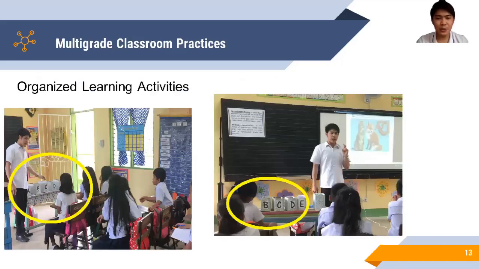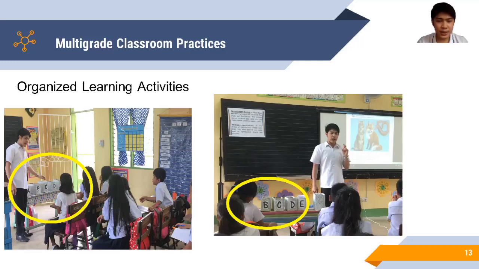Under the multigrade classroom best practices is the organized learning activity sheets. This is to ensure as well that both grade levels are working with their activities while the teacher is on the other grade level. This was commonly facilitated by the little teacher or student or a grade leader.